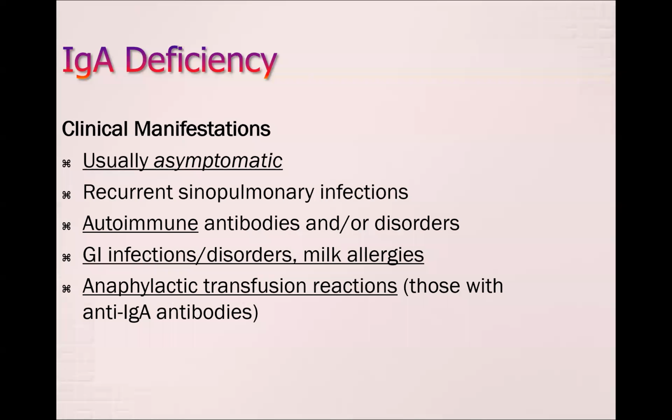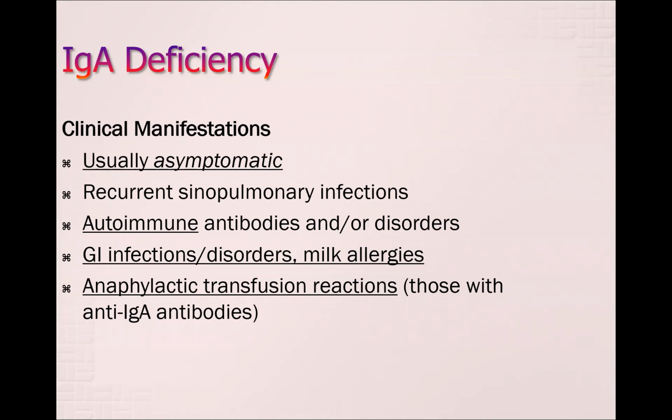So thinking about the GI tract, thinking about sinopulmonary disease. It can present with kind of a milk allergy type presentation with recurrent diarrhea or intolerance of various foods. And the other thing to remember about IgA deficiency is that you can have an anaphylactic transfusion reaction if given IVIG, right? So just remember, IVIG is pooled immunoglobulins, including IgA. And if you give somebody with IgA deficiency IVIG, you can actually create an anaphylactic transfusion reaction.